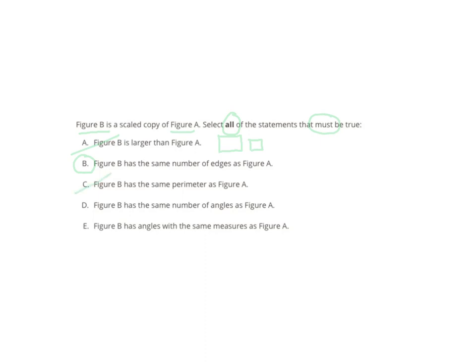Figure B has the same number of angles. Well, that's really important. Just like with B, same number of edges and same number of angles are two really important criteria when you're looking at scaled copies. So that's definitely a must.